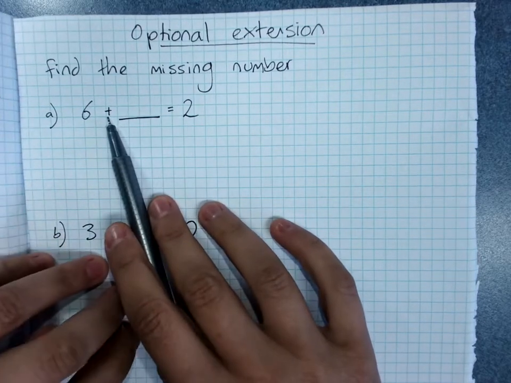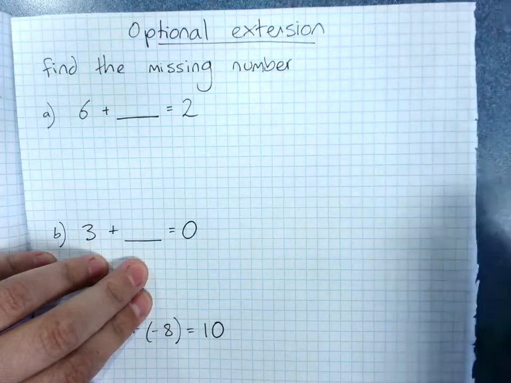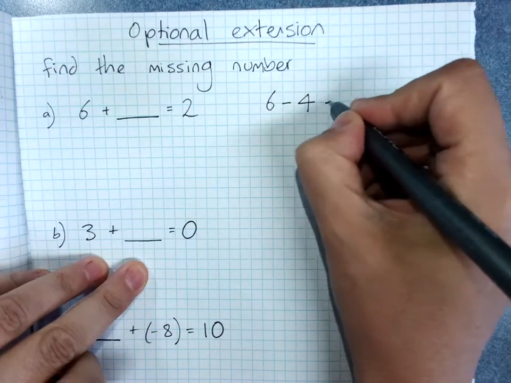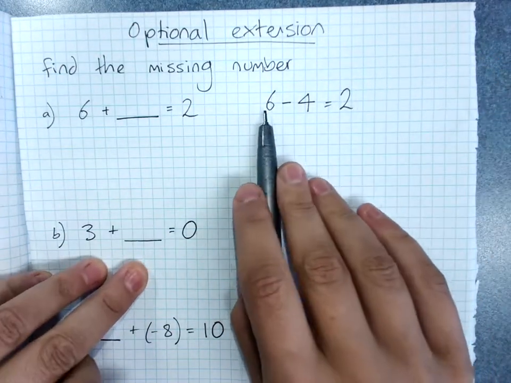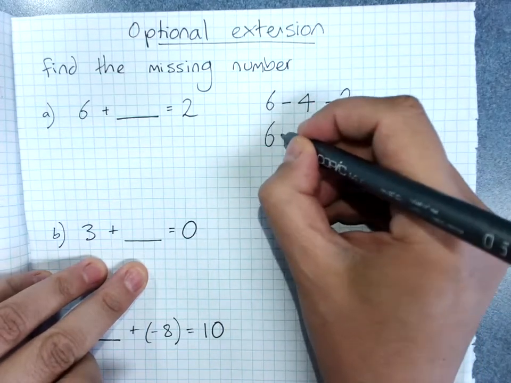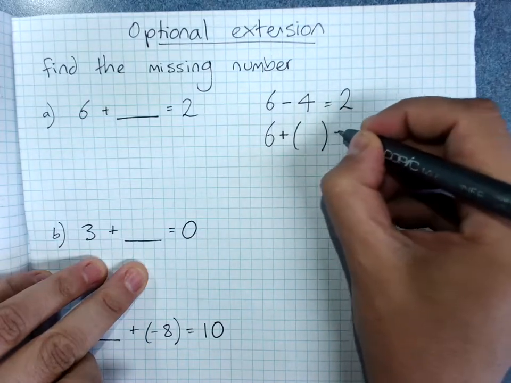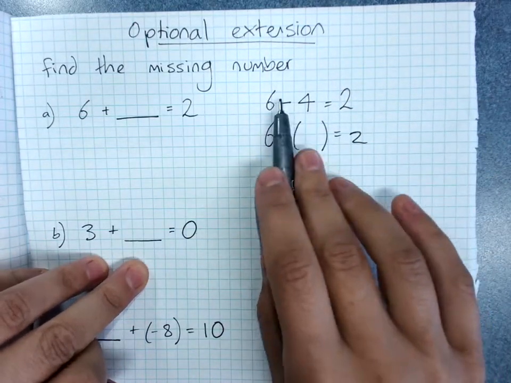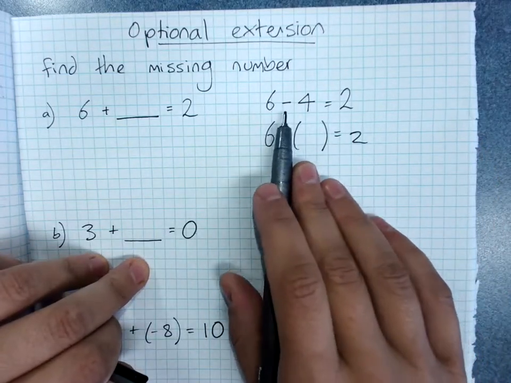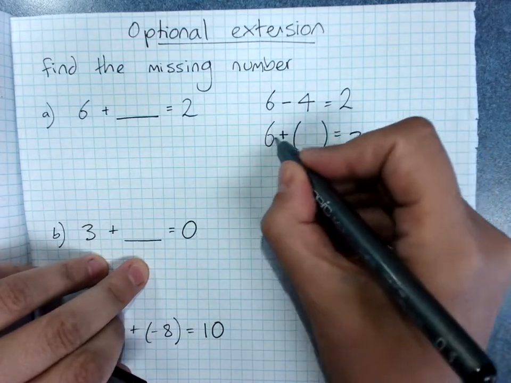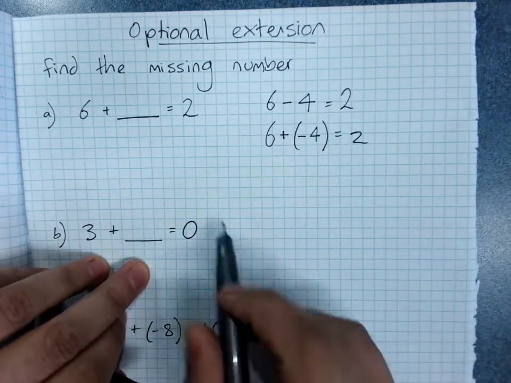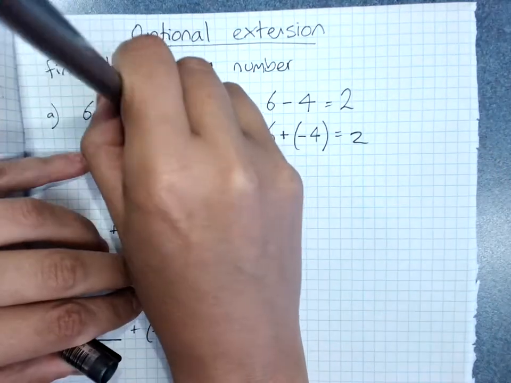So your reasoning can be that you know that 6 minus 4 is 2. How can I write 6 minus 4 as an addition? 6 plus something is 2. But I know I want to take away 4. Because we just learnt that adding a negative is the same as taking away, I can see that I must want to add -4 to get 2. So my answer here is -4.